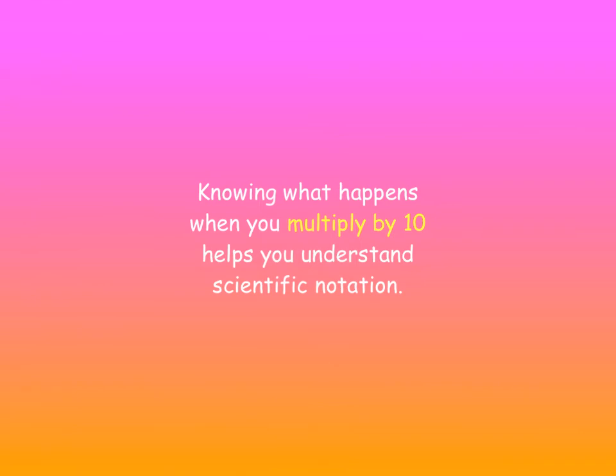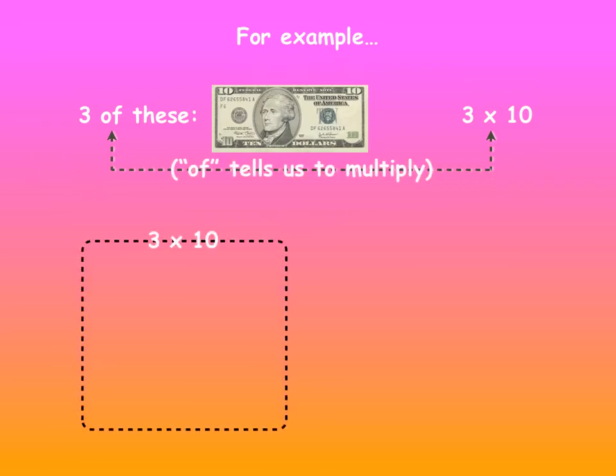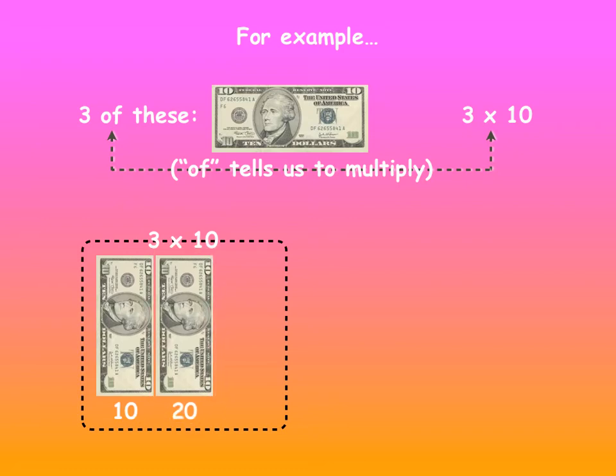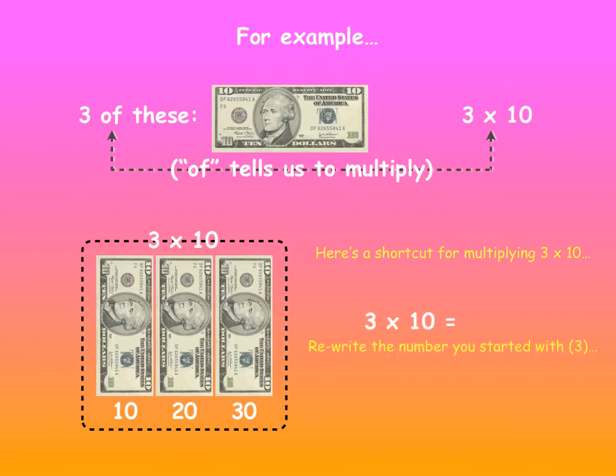Knowing what happens when you multiply by 10 helps you understand scientific notation. For example, 3 of these $10 bills we can write as 3 times 10. By the way, of tells us to multiply. And here's a picture of 3 $10 bills, which makes $30, of course. Here's a shortcut for multiplying 3 times 10. Rewrite the number you started with, the 3, and then put a 0 after it.